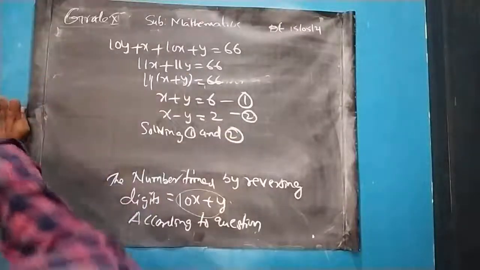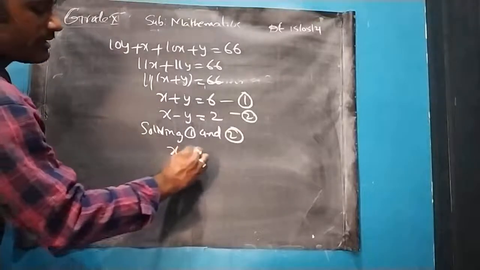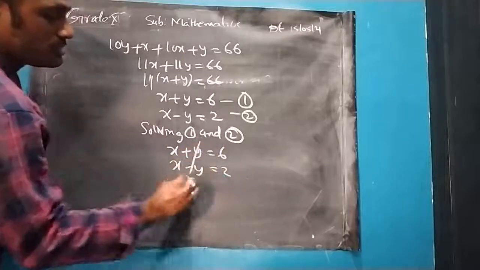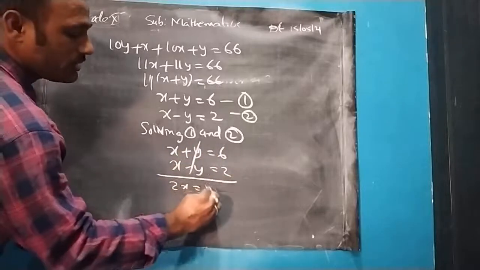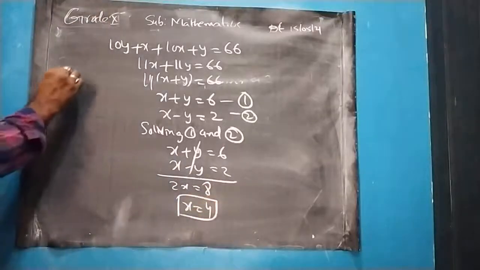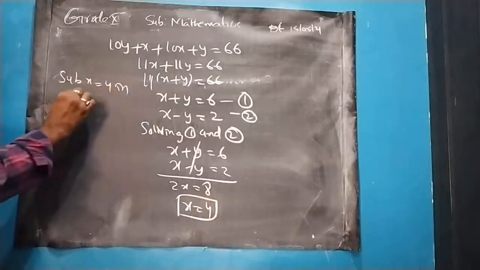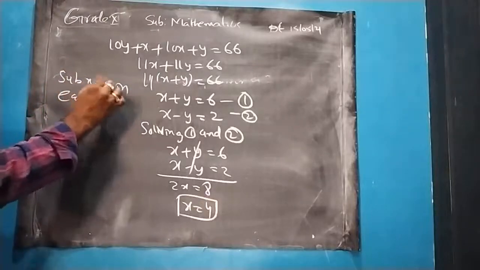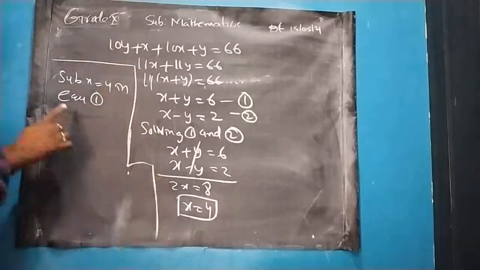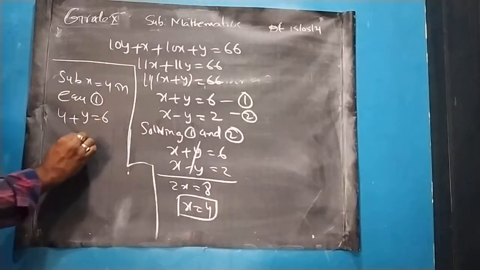So let us see. x plus y is 6, x minus y is 2. So y will get cancelled. 2x is 8, so x is 4. So substitute x equals 4 in equation 1. What are we going to obtain? See, 4 plus y is 6, so y value is 2.